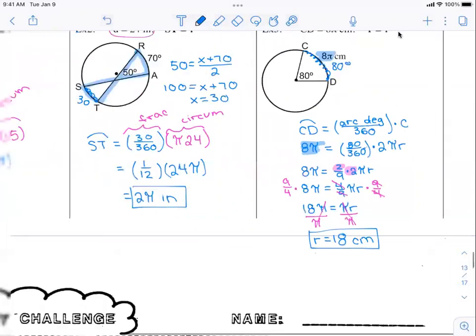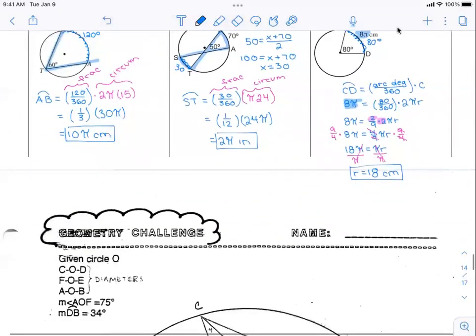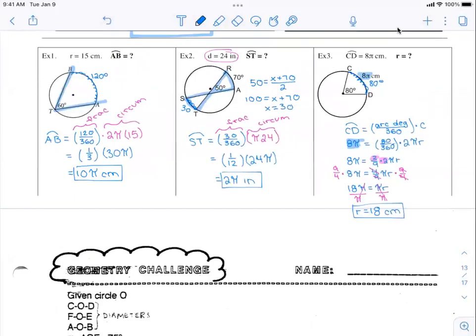All right, that is it for the notes. And actually that's it for the notes for the unit on circles. Exciting. So please go ahead and start your homework.